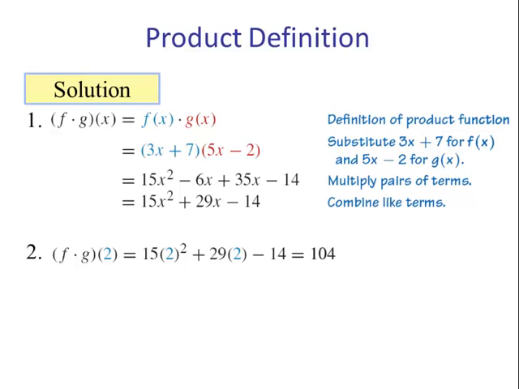Number 2, find this function evaluated at 2. Wherever we see an x, we substitute 2. Then follow the order of operations, so we would square, then multiply by 15, then multiply, then add and subtract, and we get 104. So for this function, when the input's 2, the output is 104.